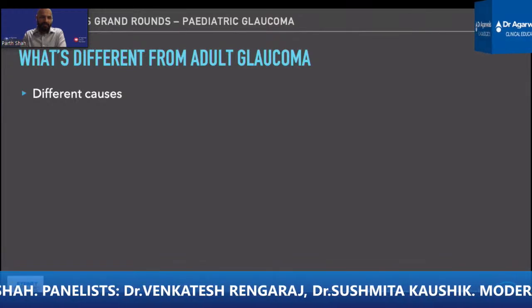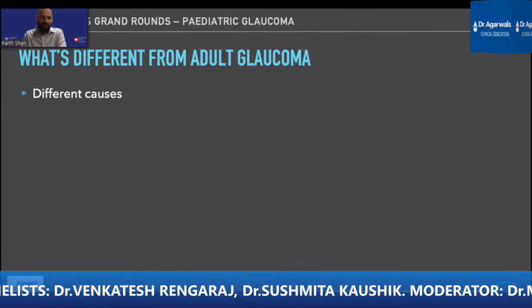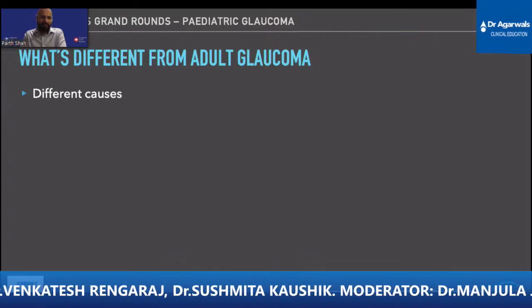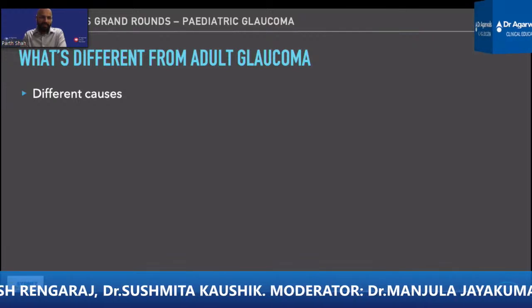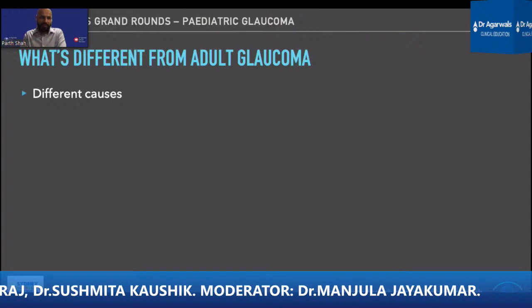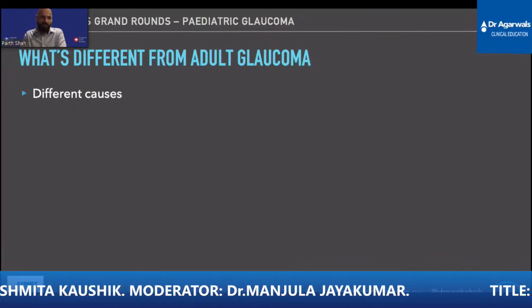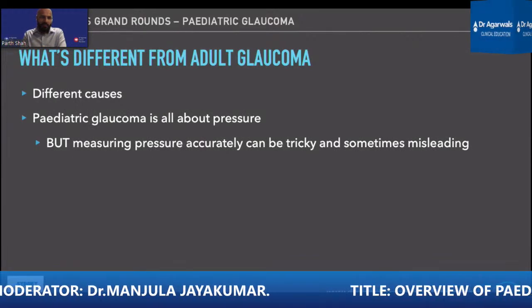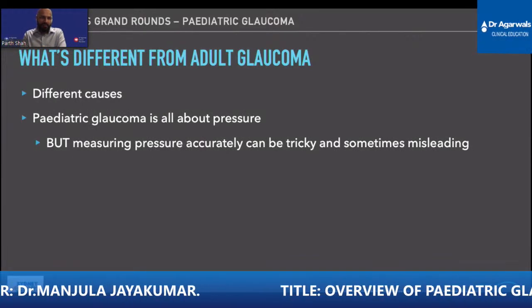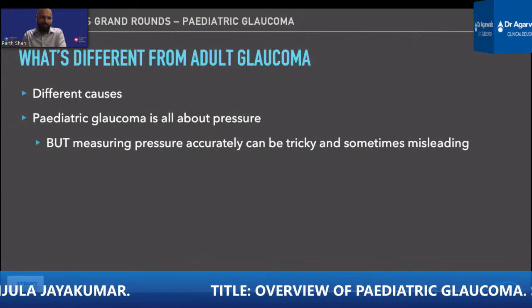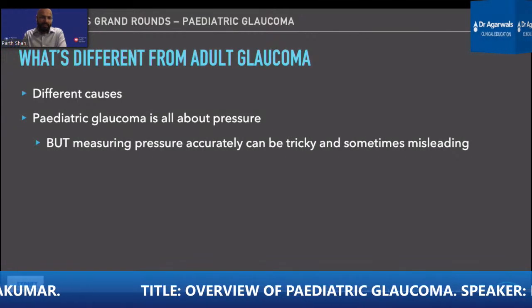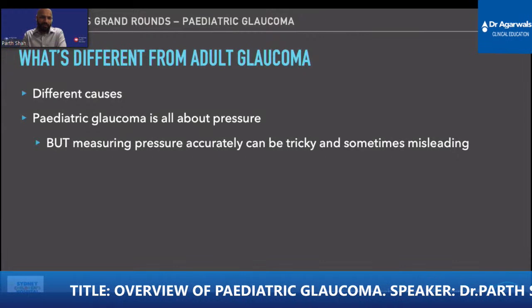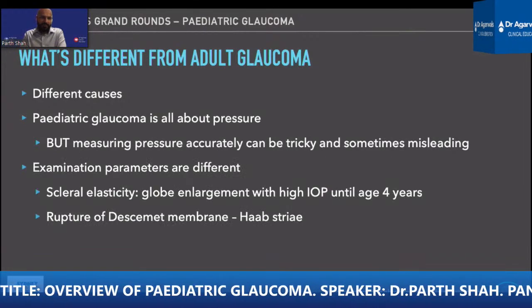The first thing is that there are different causes, and we often think about congenital structural anomalies and secondary causes, which we don't always think about in primary open-angle glaucoma that we see in adults. Pediatric glaucoma is all about the pressure. There's no such entity as what we call normal tension glaucoma in adults. But measuring the pressure accurately can be very tricky and sometimes misleading.